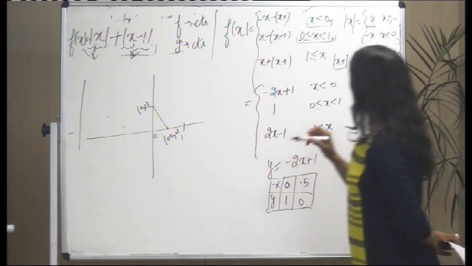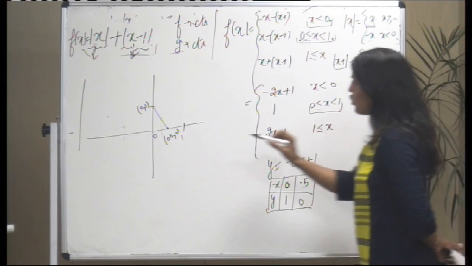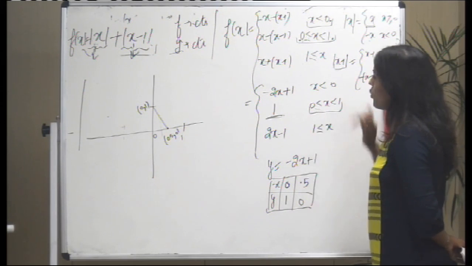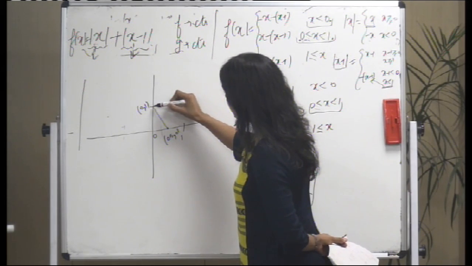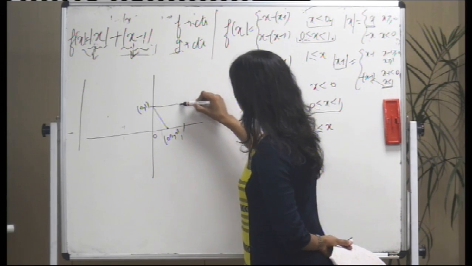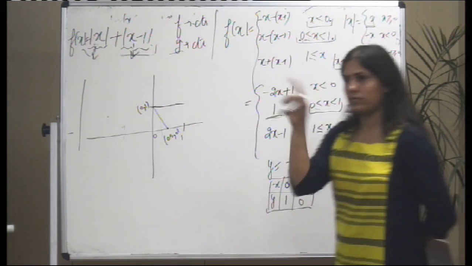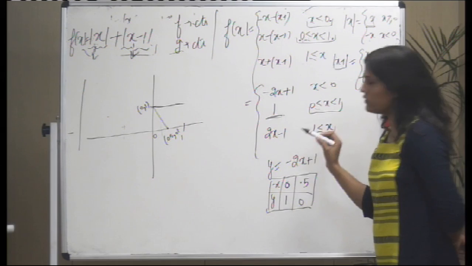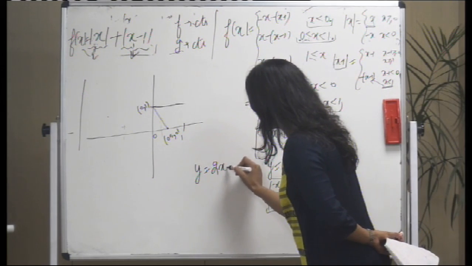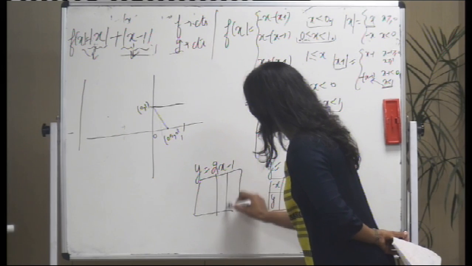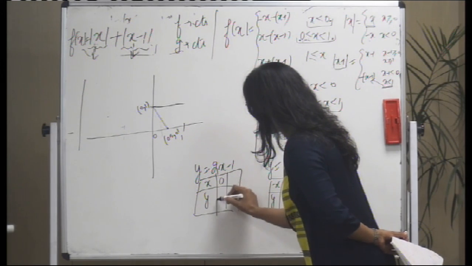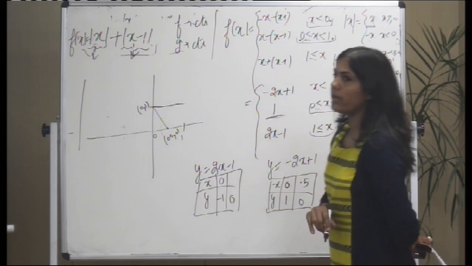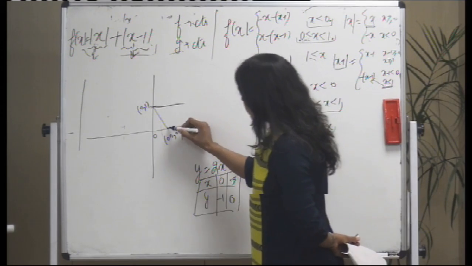Fine. Now come to the 0 to 1 interval. For x less than 0 we have drawn the function. Now for 0 to 1, what will the function be? At each point it has value 1. Now for the next values, for x greater than or equal to 1 it is 2x minus 1. Let me see this also. So 2x minus 1: x, y. For x equals 0, y will be minus 1. For y equals 0, x will again be 0.5.